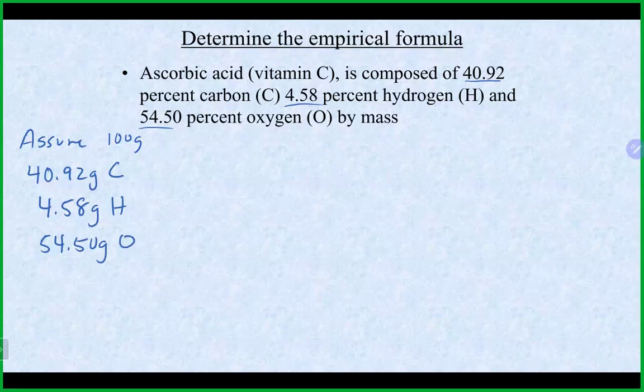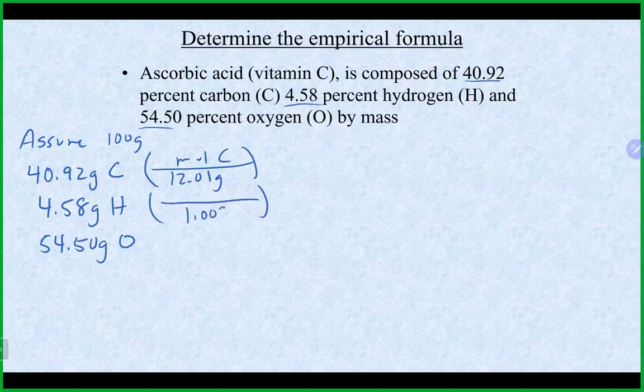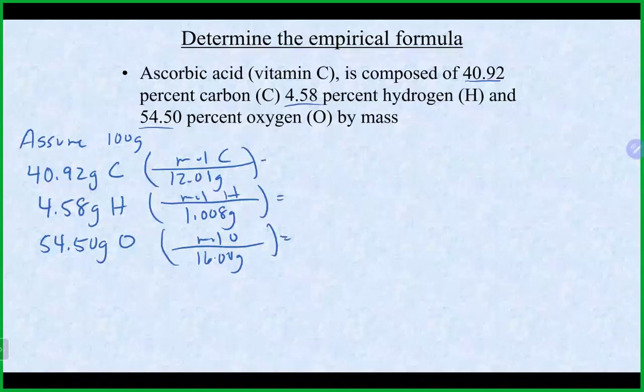The next thing you want to do is convert our grams to moles. So we'll use the molar mass from the periodic table for each of these. Carbon is 12.01 grams per mole. Hydrogen is 1.008 grams per mole. And oxygen is 16 grams per mole. So this is going to give us the moles of each of these, and we'll do that.